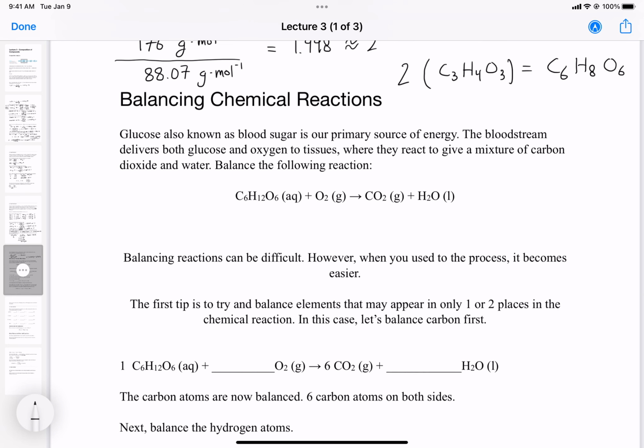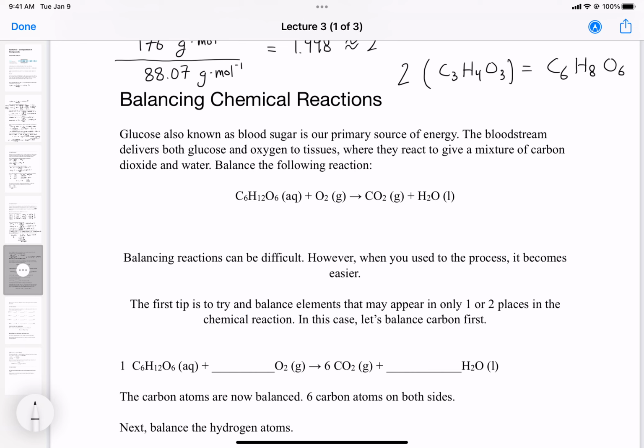So balancing chemical reactions can be difficult. However, when you're used to balancing chemical reactions, it becomes easier, kind of second nature, but there are some tricky ones. Okay, so the first tip I tell my students is we should try and balance elements that appear in only one or two places in the chemical reaction. In this case, let's balance carbon.